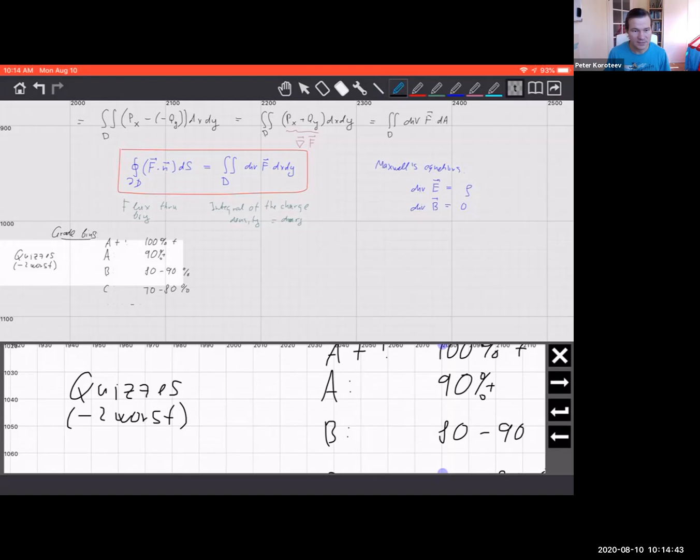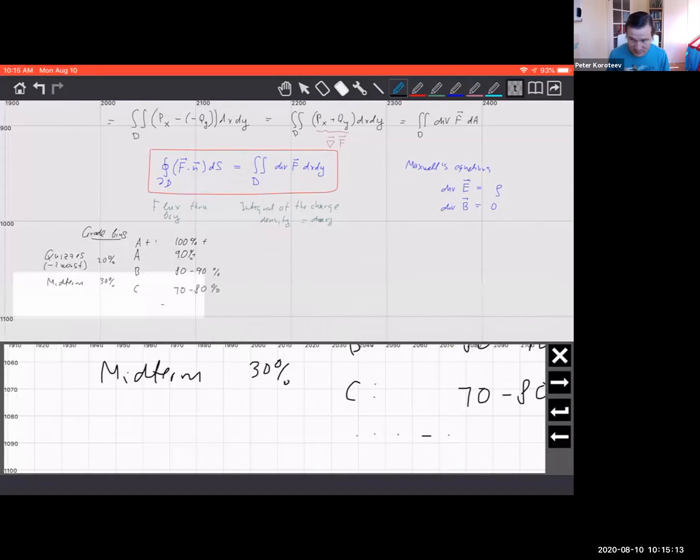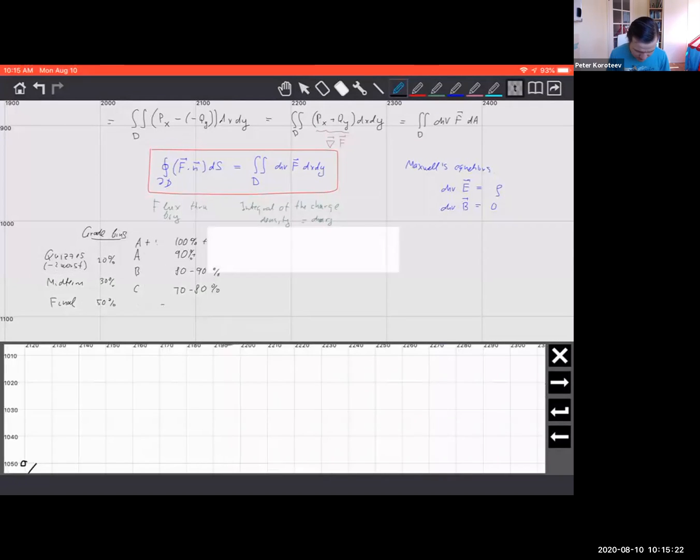Okay. Where was I? Quizzes 20% minus the 2 worst. So you shouldn't worry too much about quizzes, because they're actually training. If you fail 1 quiz, that's literally no harm whatsoever for your grade. And then the midterm is 30%. That's a little bit more serious, but again, it's not the end of the world if you did not do so great. And then the final will be the rest, 50. So that's how the grade will be calculated.